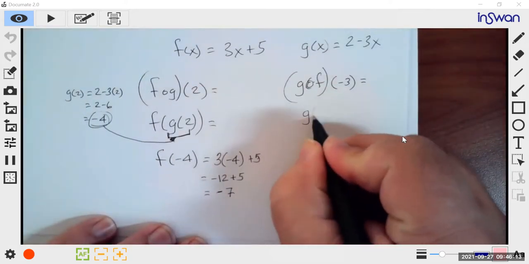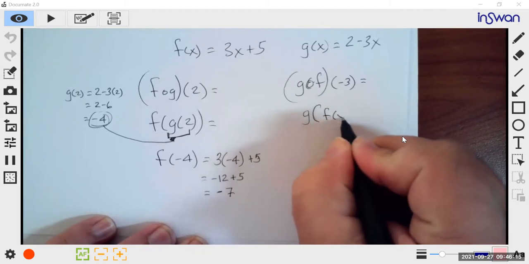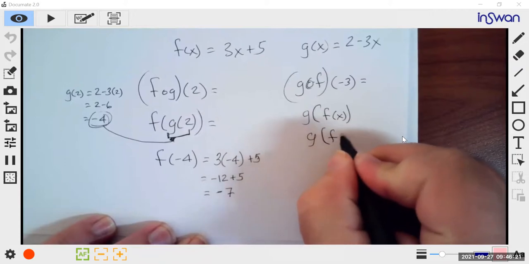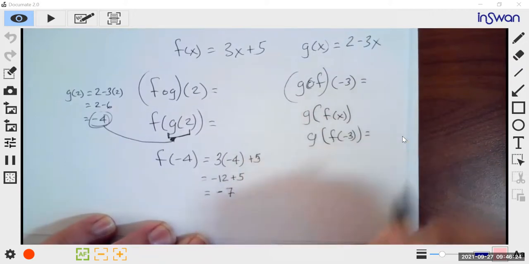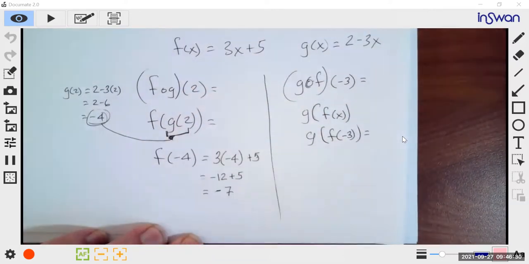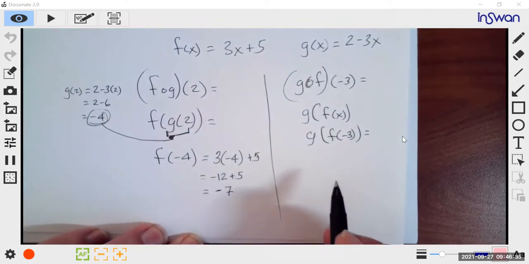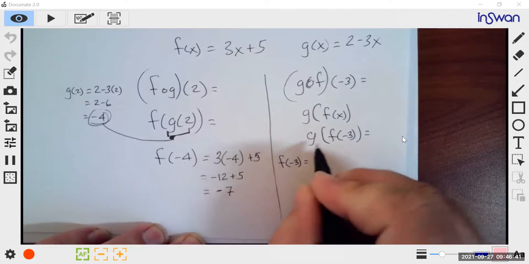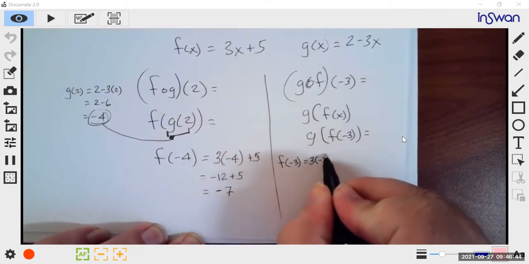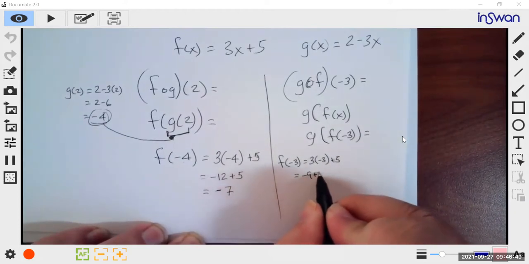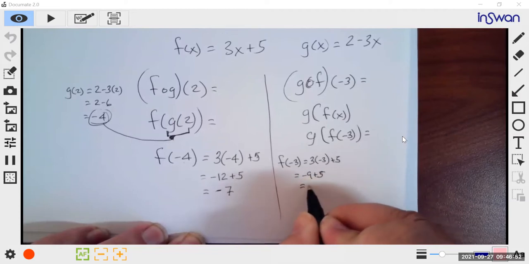So that's g of f of x, which is g of f of negative 3. F of negative 3 is negative 9 plus 5, which is negative 4.